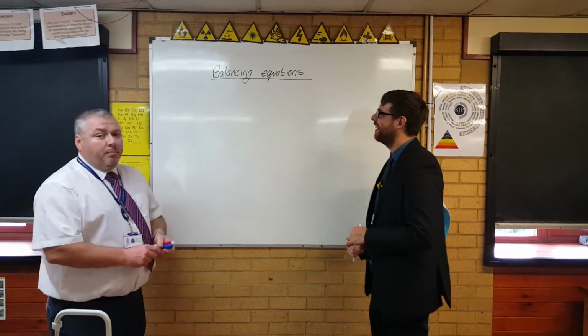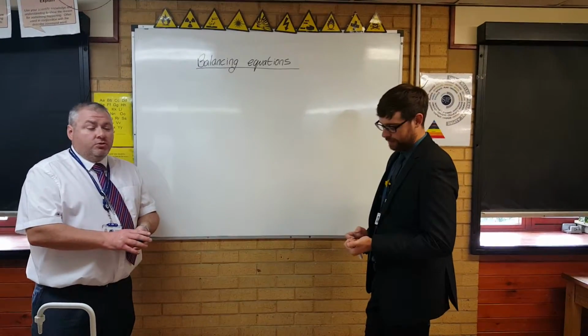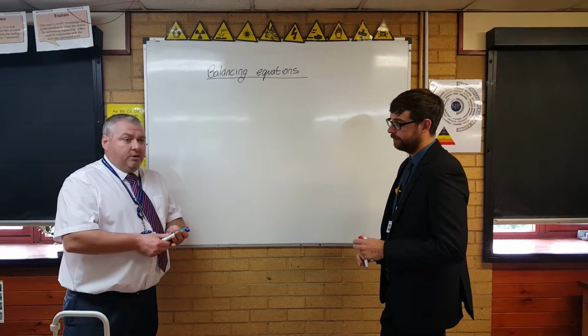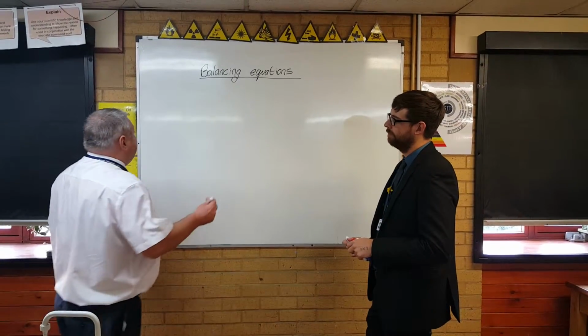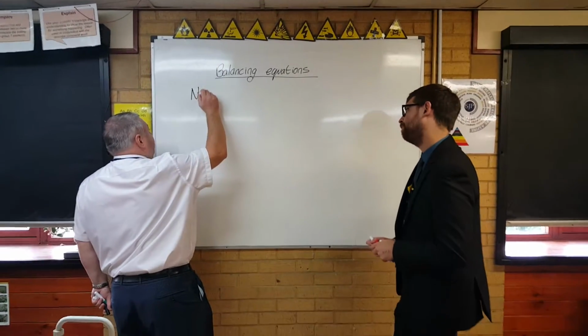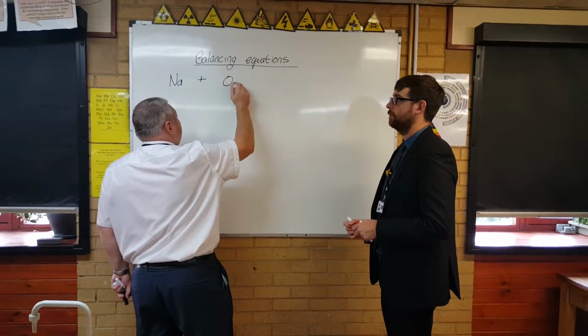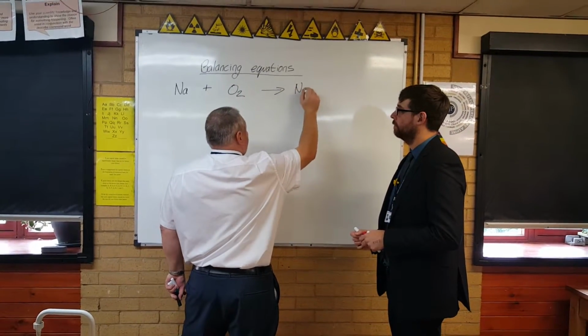Today we're going to be looking at balancing equations, okay? This is a topic that pupils often struggle with, and hopefully we're going to talk you through some nice easy rules to help you with that. So let's start off with a nice easy one. Let's say we had some sodium and we react it with oxygen, and that's going to make sodium oxide, okay?